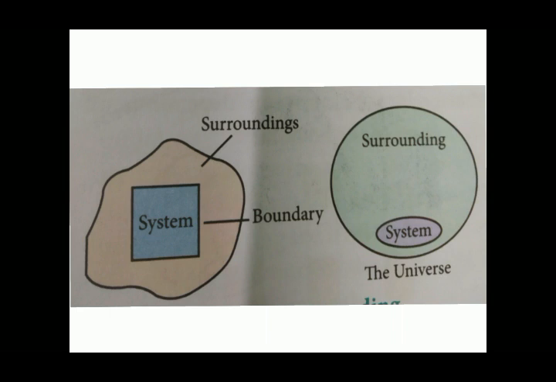So, the system is defined as any specified portion of matter under study which is separated from the rest of the universe with a bounding surface. Matter means anything that occupies space and has mass. The three states of matter are solid, liquid and gas. So, a system may be defined as any specified portion of matter under study which is separated from the rest of the universe with a bounding surface.